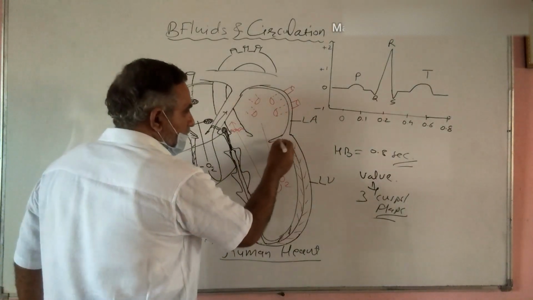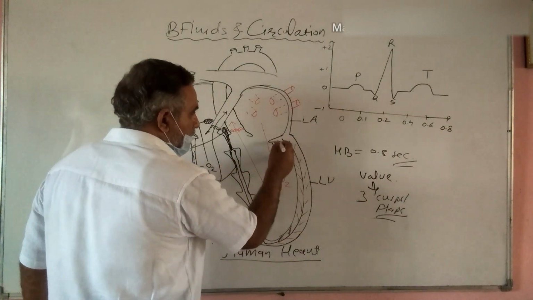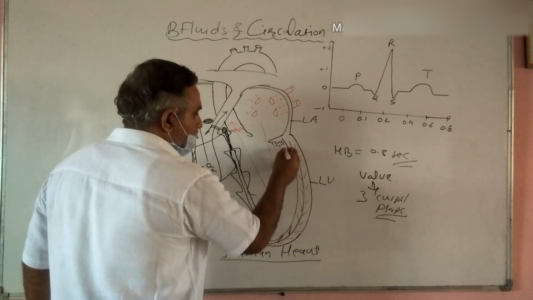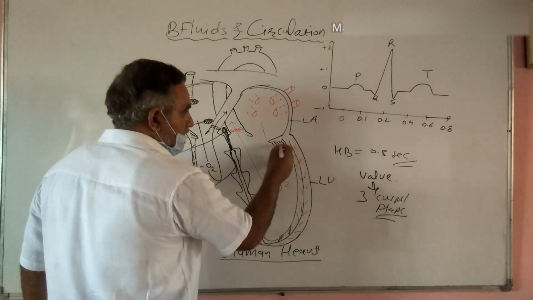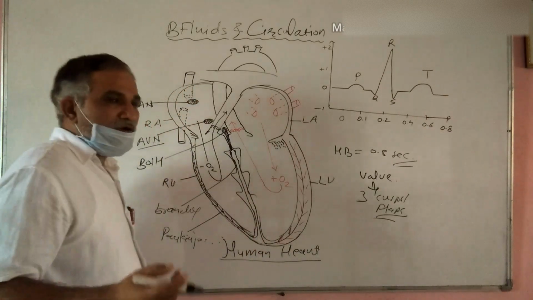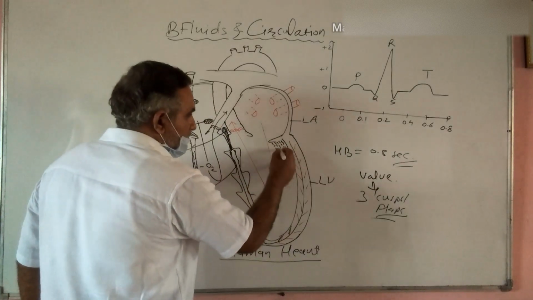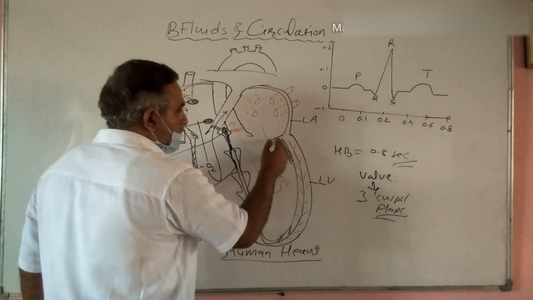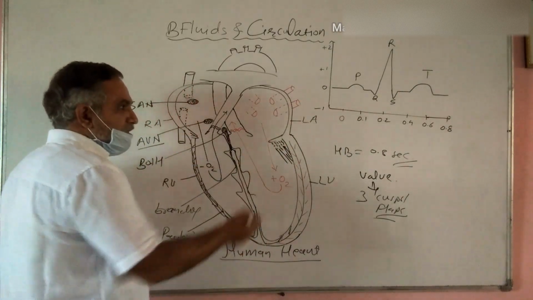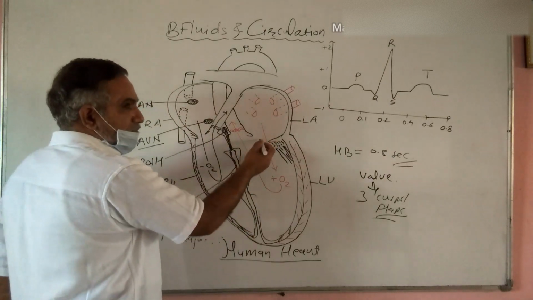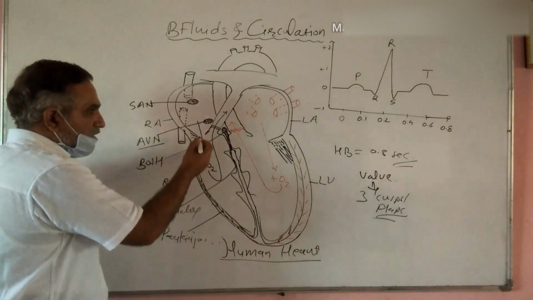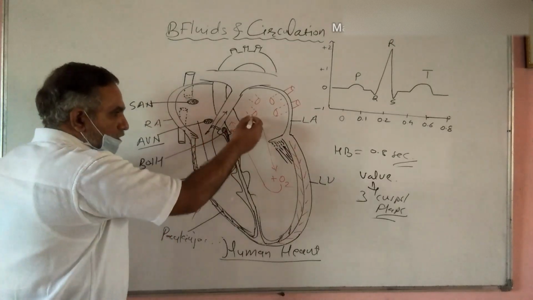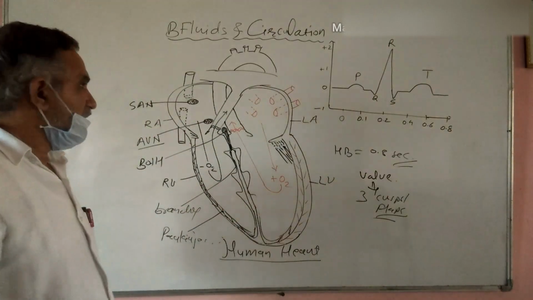Here the flap is tied to the wall interiorly. These are the fibers known as the chordae tendineae. Then the papillary muscles are there, and such an attachment is there for this mitral valve, the bicuspid valve, as well as the tricuspid valve, and both open in a unidirectional manner.